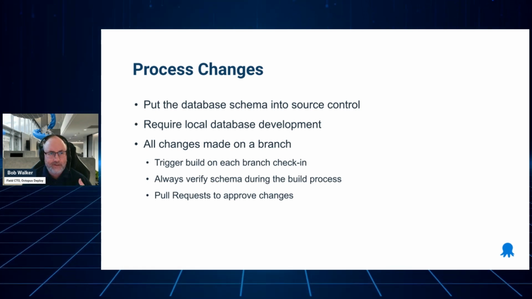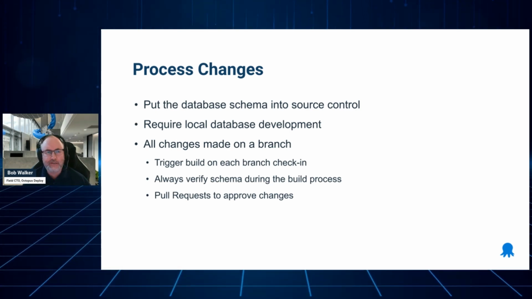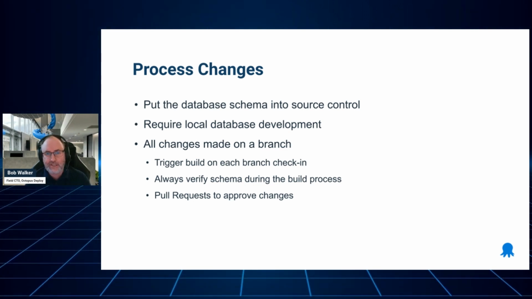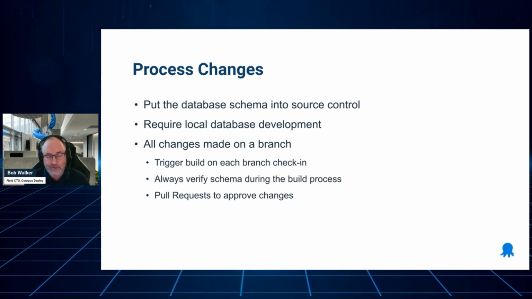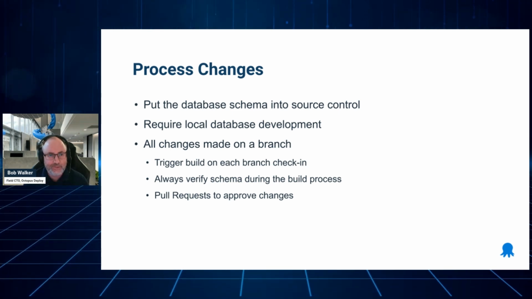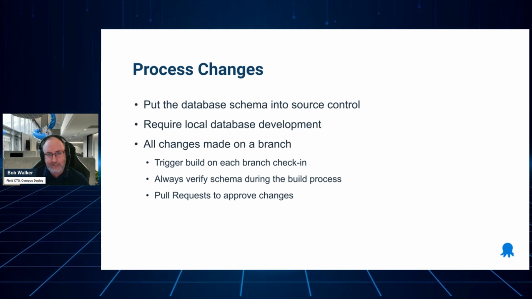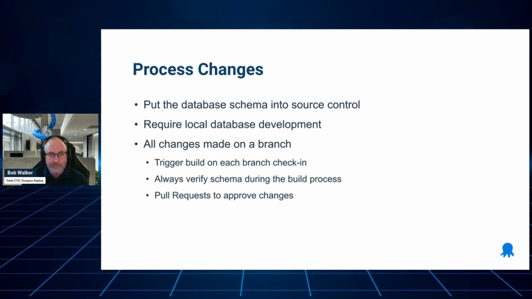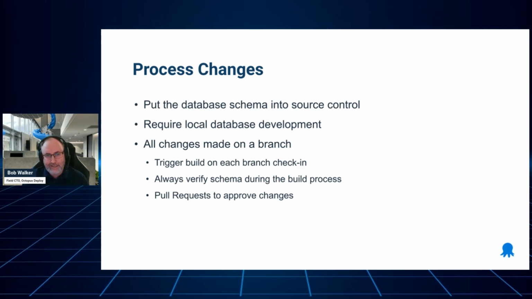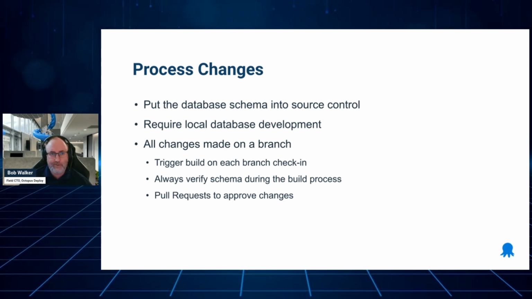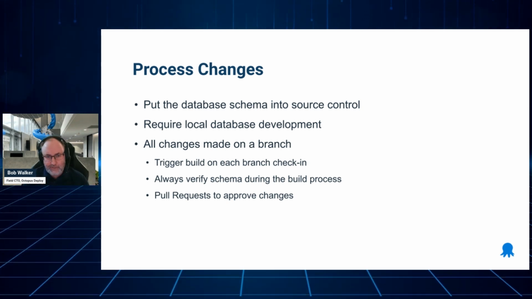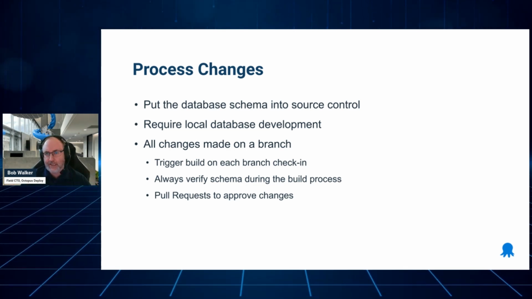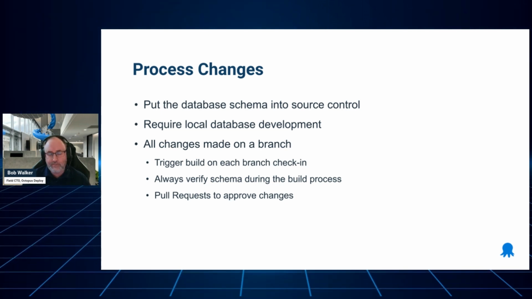Once we identified the rules, then we started talking about, okay, what process changes do we want to have in place? The first one was we needed to treat our database schema like our source code, and put it into source code control like Git. We should also treat the database just like a web server or a service or anything along those lines, where all the developers had their own local copy running, and then they could destroy it or do whatever they wanted to it. And all the changes had to be made on a branch, just like source control. And then we could trigger a build on each check-in to verify everything. And then we had pull requests to approve the changes.